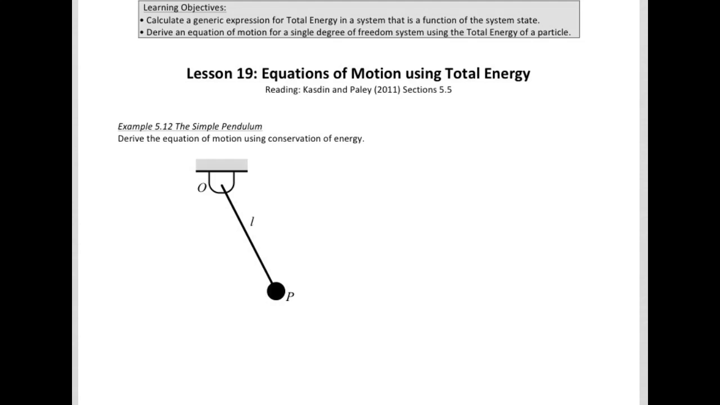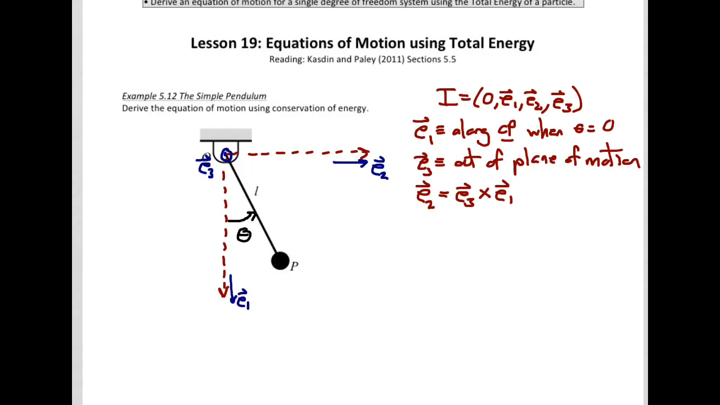The first one that we have is the simple pendulum, which we've seen before. We all know the equation of motion for this, so let's use energy to get that. First, we put on our inertial reference frame, in which we have E1 along OP when theta is equal to 0, E3 coming out of the plane of motion, and then E2 being the cross product of E3 and E1.